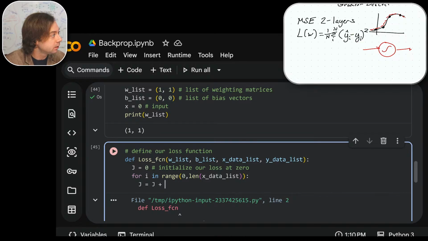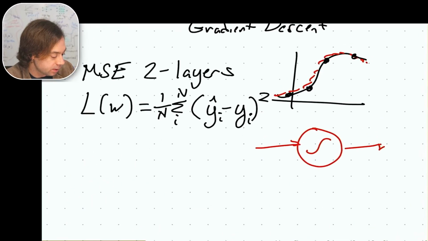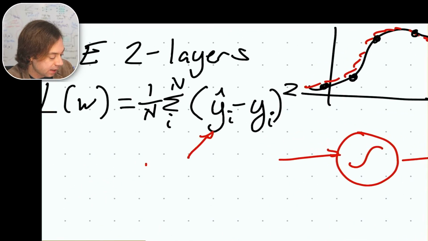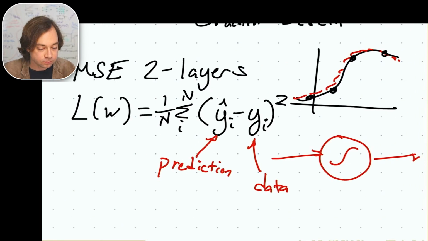This is your data. The hat is the prediction. This is your data. That's going to be our loss function.